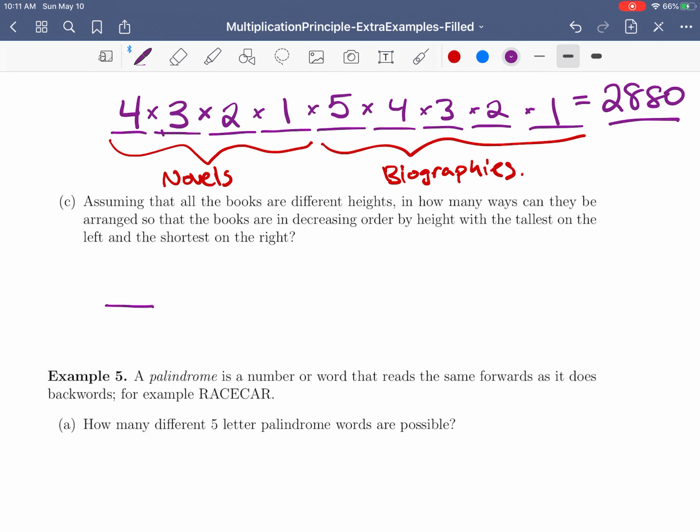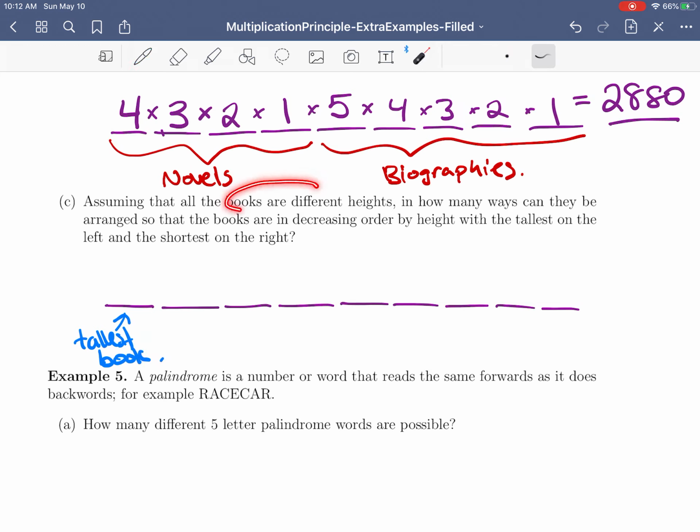So I'll do out my 9 spaces. 1, 2, 3, 4, 5, 6, 7, 8, 9. I don't really need to do this though, because how many options do I have for this first leftmost spot? Well, it has to be the tallest book. Now, because all the books are different heights, there's exactly one tallest book. So there's actually only one option here.